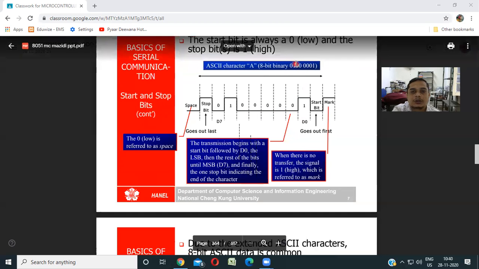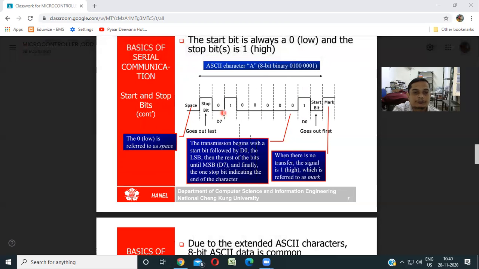Then again here we have the 1 at the D6 bit. 1. Then D7 you can see 0. At the end of the D7 we have to insert the stop bit. The stop bit is indicated by high pulse or 1. So this is the stop bit.